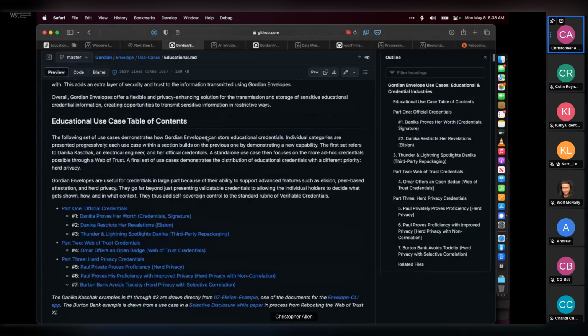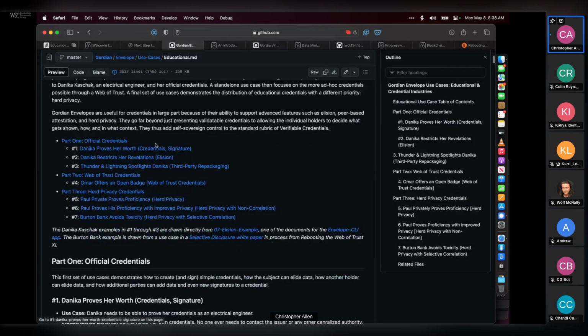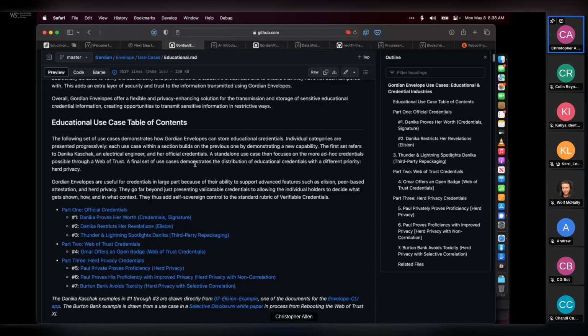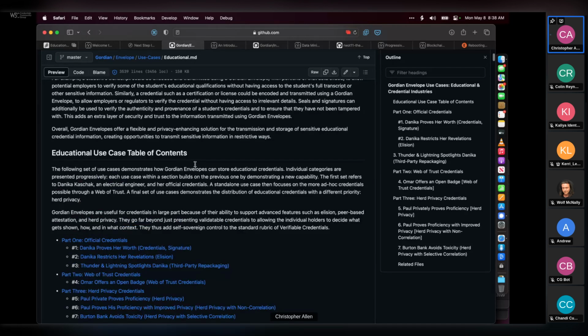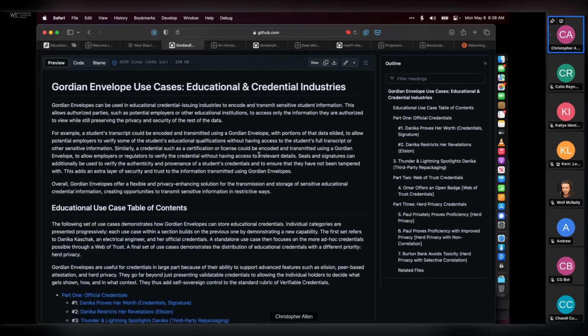So this is the educational use case. We talk about what we call a progressive use case: various official credentials, she restricts them. Somebody wants to hire her, she gives them their information. Later, there's an open badge, and then three progressive privacy credentials. We'd really like to see contributions from this community to take this educational and credential industry use case forward. I think that's it.